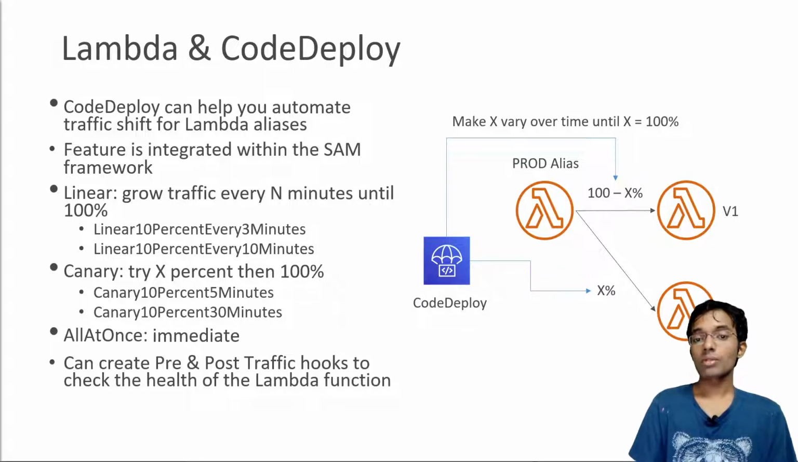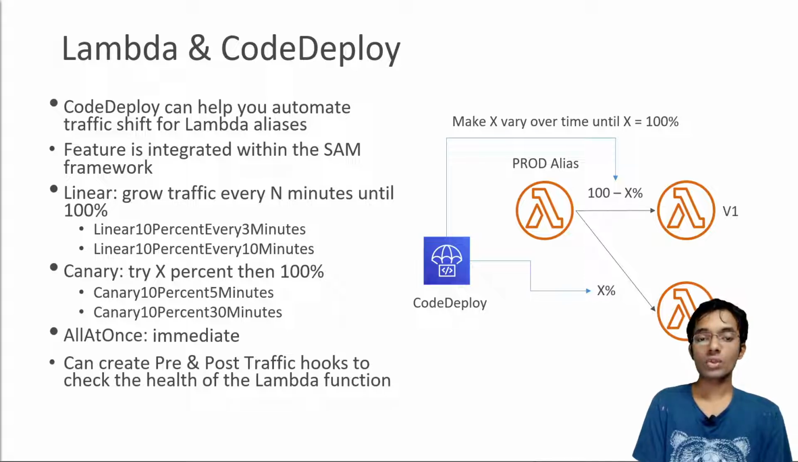Next, finally, lambda and CodeDeploy. So CodeDeploy can help you automate this traffic shift feature for your lambda aliases, and the feature is directly integrated. So if you are using the serverless application model or SAM framework, the idea is you have the prod alias and it's pointing to v1 and v2, and you want to slowly shift from v1 to v2.